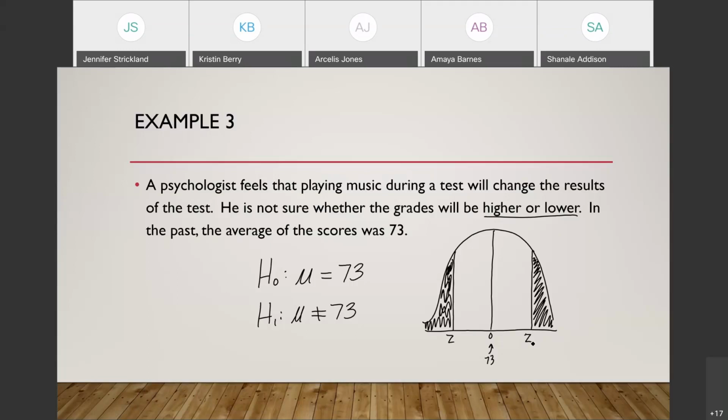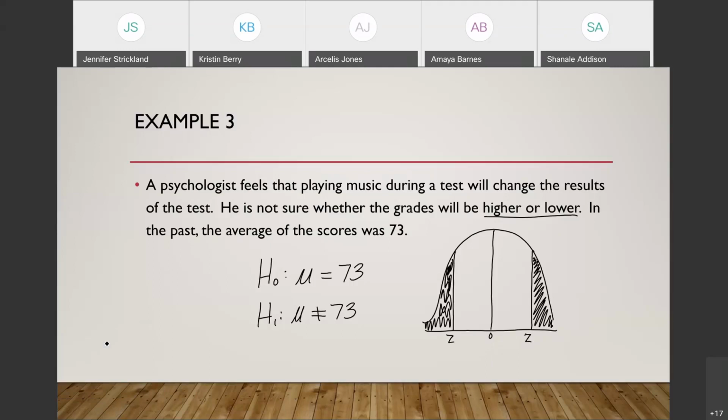All right, and that two-tailed shading on both sides goes with the not equal to. So anytime you have a problem that has a not equal to, you're going to end up shading on both sides of the curve. Okay, so you guys good there?